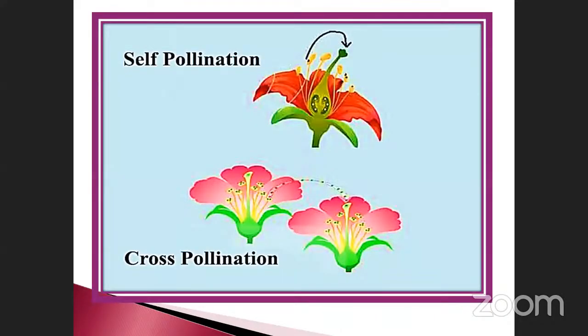See that, this is self-pollination. This is the same flower. But cross-pollination may be in the same branch, or different branches. That is called cross-pollination. This is one flower, here the anther is there. It is transferred to the stigma, the female reproductive part, of another flower. So this is called cross-pollination.